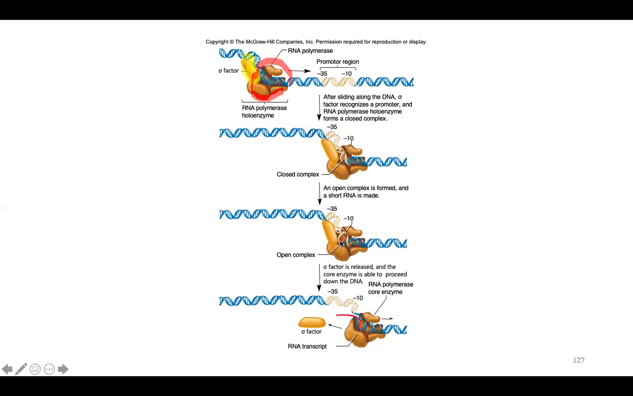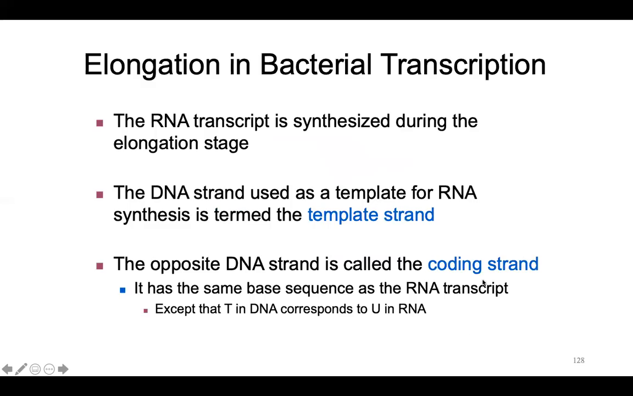When a short RNA is made, the sigma factor is then released and the core enzyme is able to proceed down the DNA. Now, the trigger for the elongation process is the release of the sigma factor. Why will the sigma factor be released? Because a short RNA is synthesized. That is the triggering point. And if the sigma factor is released, the RNA polymerase core enzyme will now proceed with transcription, or RNA synthesis.